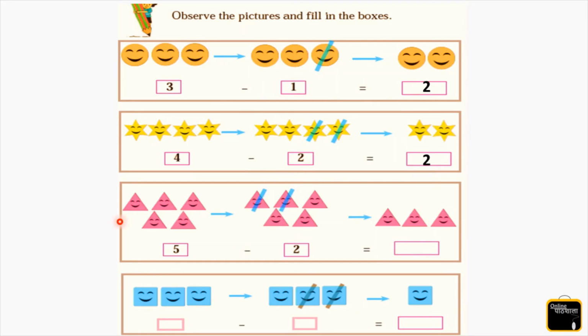In the next example, we can see some triangles here. Let's count how many triangles there are. 1, 2, 3, 4 and 5. So we are going to write here 5. And what action do we have to do? Yes, subtraction. How many are we going to minus? 2 triangles. So we strike out or cut these 2 triangles. Now tell me how many triangles are left here? 1, 2 and 3. So we are going to draw here 1, 2 and 3. It means 5 minus 2 is equal to 3.